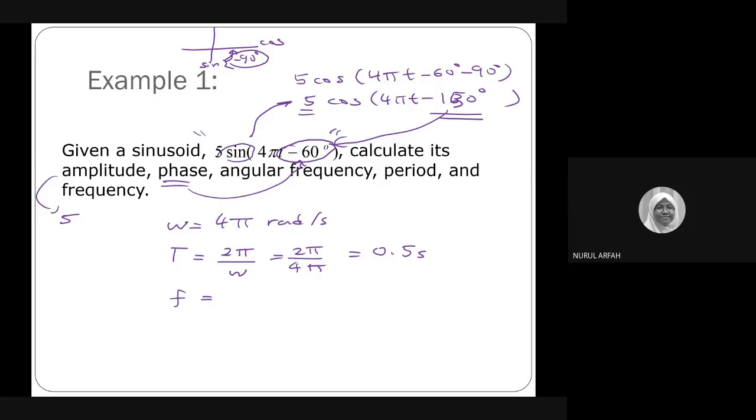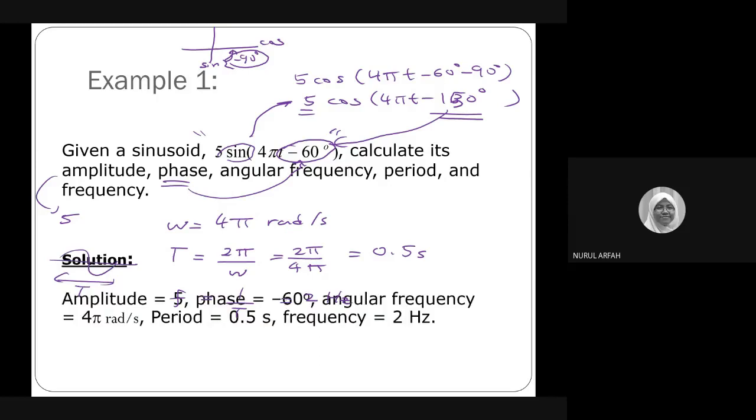What is the frequency? 1/0.5. Yeah, just the reciprocal of this. So you have 2 hertz. Okay, is it clear? Clear, right? If it's not clear, you go back to math class.